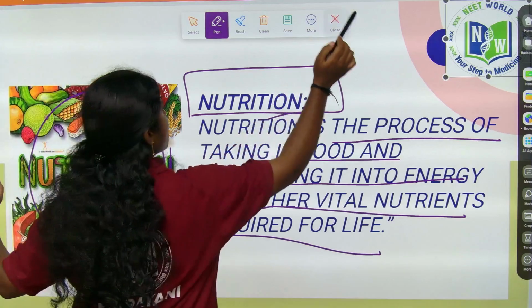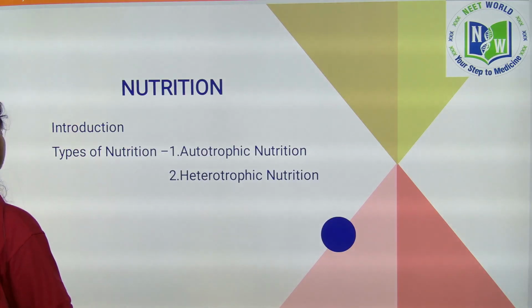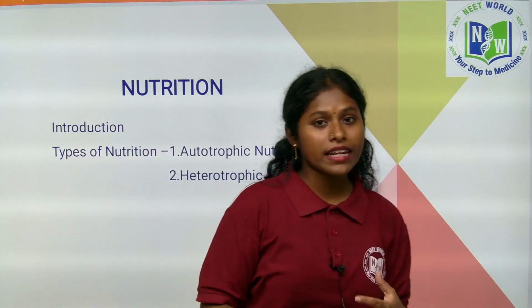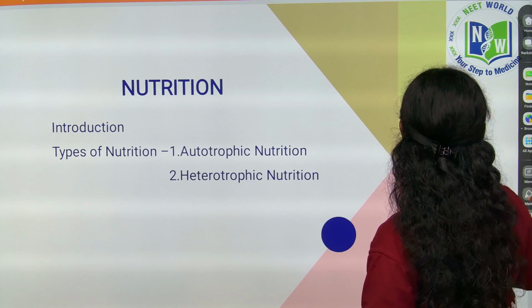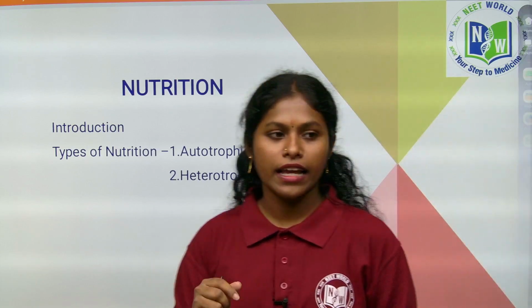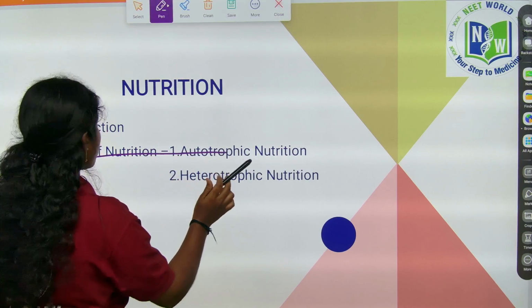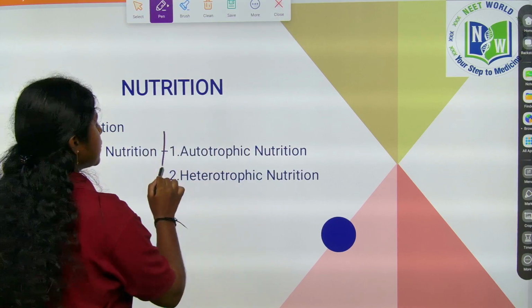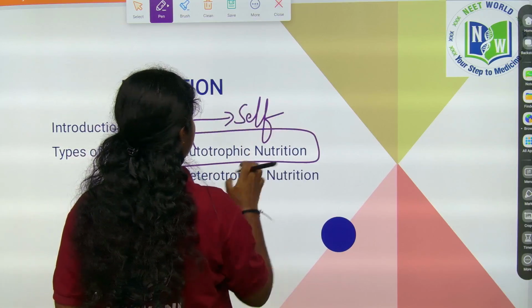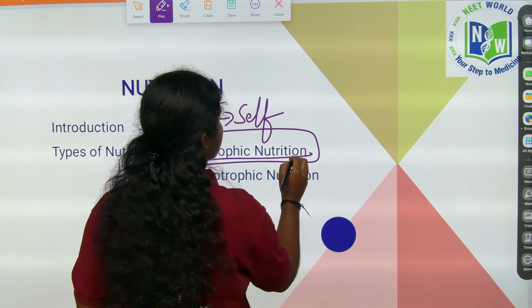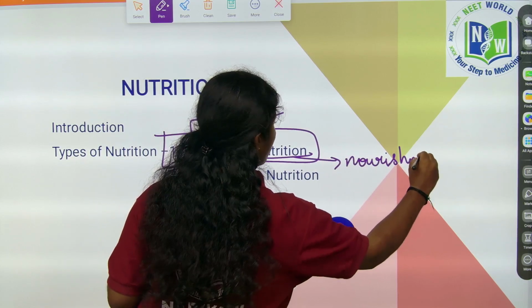Here, coming to the modes of nutrition, you know about nutrition, right? So let's see the types of nutrition. What are the types of nutrition, children? There are autotrophic nutrition and heterotrophic nutrition. What is autotrophic nutrition and heterotrophic nutrition? Let's see here, children. Autotrophic nutrition: auto means self, and trophic means nourishment. It will give nourishment to our body.